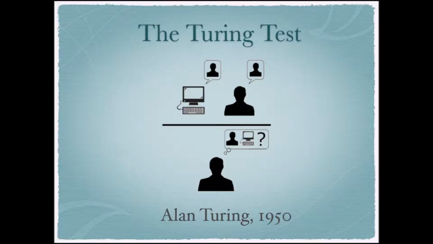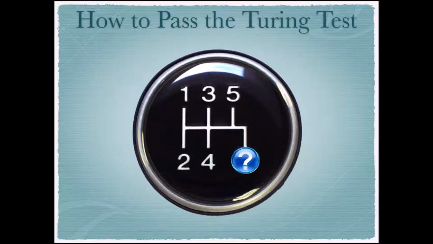In 1950, Alan Turing proposed a philosophical proof that computers can think. In the Turing test, he divided a room into two parts. On one side there was a human being. On the other side there was either a computer or a human being. If it was a computer, the computer's task was to convince the human on the other side of the divider that it was a human being. Now, how to pass the Turing test?